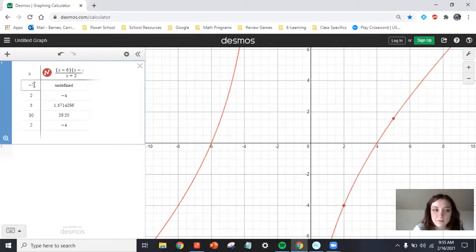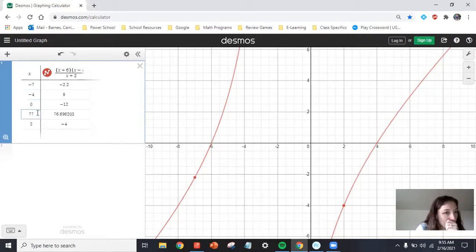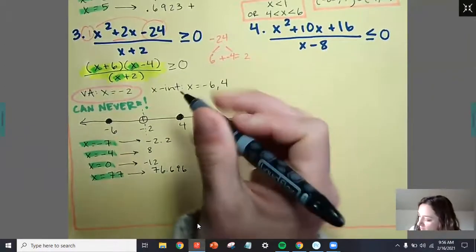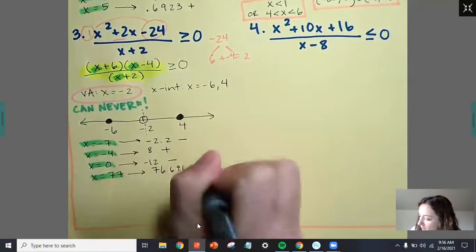I was looking at negative 7. I was also looking at negative 4. And then we're looking at 0 and 77. Okay, so looking here, we have negative 2.28, negative 12, and 76.696. Okay, and all we really care about is whether this is positive or negative. So this one was negative, positive, negative, positive.